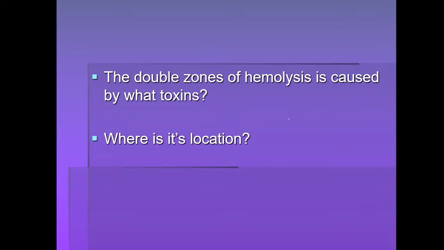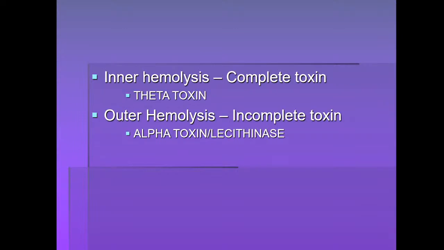Double zones of hemolysis is caused by what toxins? We have the complete toxin and the incomplete toxin. You have to talk about the incomplete toxins. Theta toxins, the inner hemolysis, is what you're going to see in the complete toxin. So basically, it will lyse the agar. All right, it will lyse the cells in the agar.